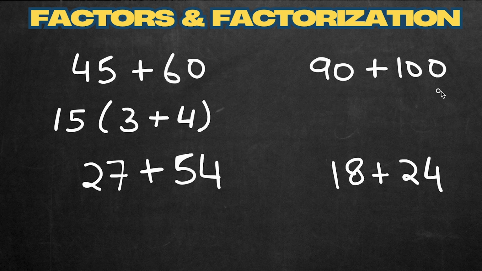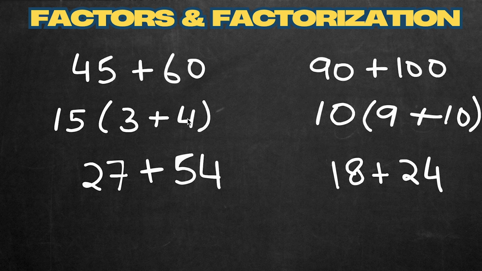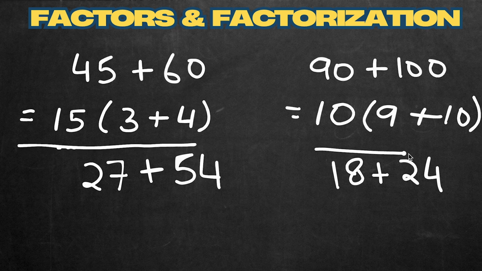Yeah, in 90 and 100 the common factor can be 10, so what will be left inside will be 9 plus 10, right? And then as you see, we can solve it further. So 3 plus 4 will be 7. 7 multiplied by 15 will become 105. I'm just trying to show you how to take a common factor out, and that's the whole idea for now. Okay, I'm not trying to do anything else. Let's just split it so that it's clear what we are doing.